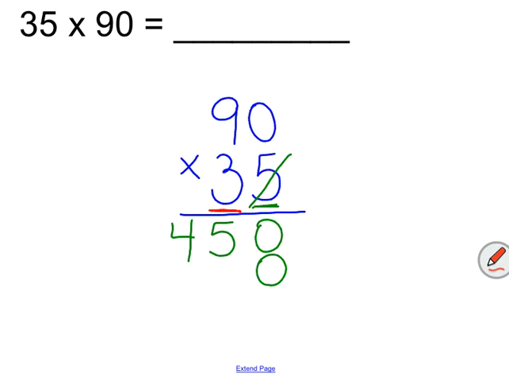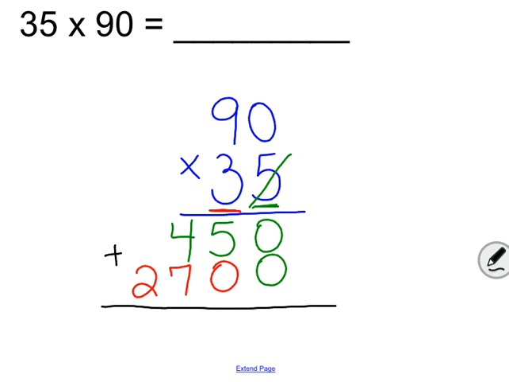So now I will be multiplying with the 3. So I do 3 times 0 first, and that's 0. Then I do 3 times 9, and 3 times 9 is 27. But I can't regroup anymore because there's no more place values in my numbers. So I am going to put 27. Okay? And after I have done that, now I need to add the numbers together.